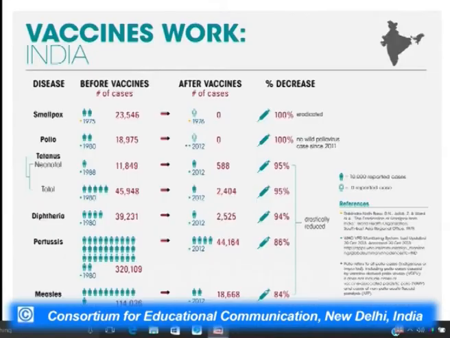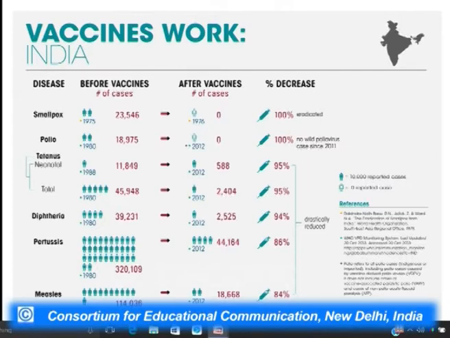Now, do vaccines work? Of course, vaccines work, because you can see it from this table. Before vaccination, the number of smallpox cases in 1975 was almost 23,546 per year. But after vaccination, there was 0 cases in 1976, 100% eradication of smallpox. Similarly, for polio, in 1980 there were around 18,975 cases, which got completely eradicated by 2012. No wild polio virus has been detected since 2011.